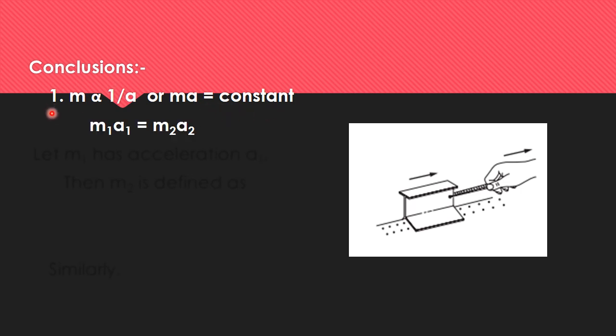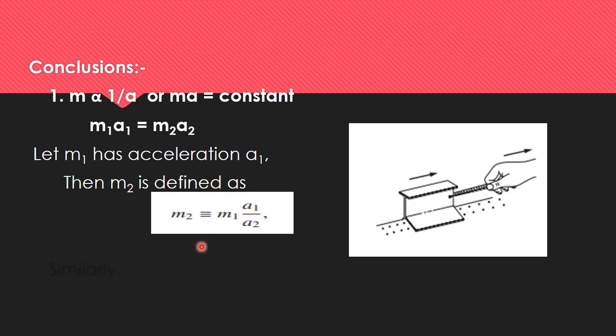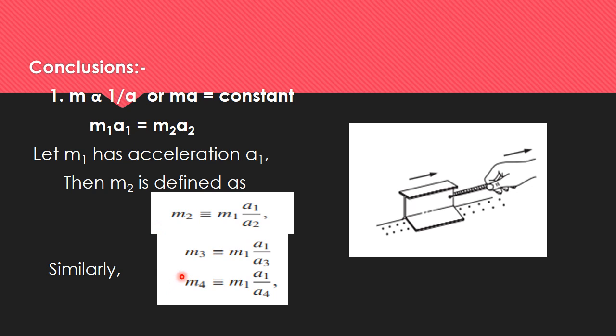Or we can say it in another form as M1 into A1 is equal to M2 into A2. That means the product of mass and acceleration is always a constant value. Let M1 have an acceleration A1, then M2 is equivalent to M1 into A1 by A2. This is from this relation. Similarly, we can define another mass M3, equivalent to M1 into A1 by A3. Similarly, M4 is equivalent to M1 into A1 by A4.